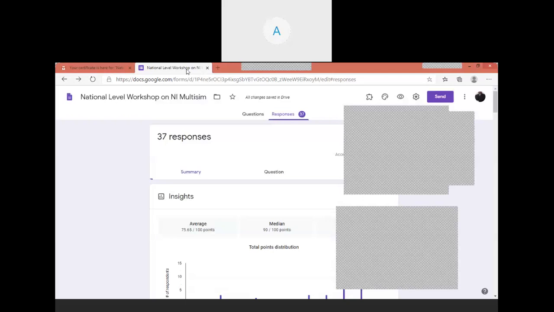Until now, only 15 participants have participated in the workshop, but we are getting 37 responses. The form is closed for 92 participants. So ask your friends to submit the form within 3 p.m., and the form is limited to 92 participants only. After 92 participants submit, the form automatically closes.